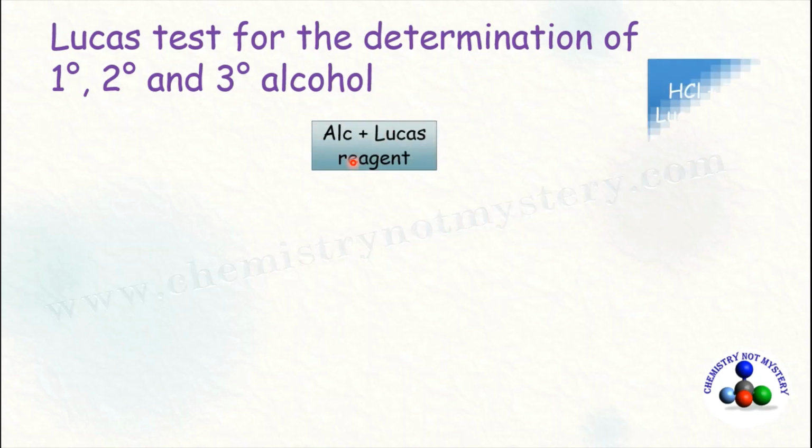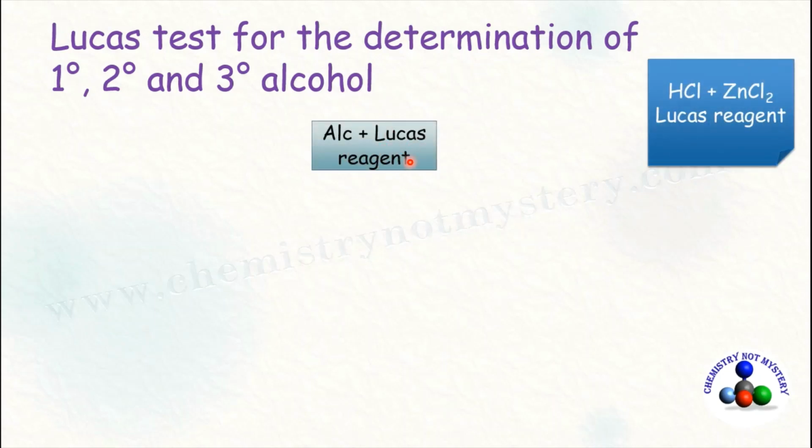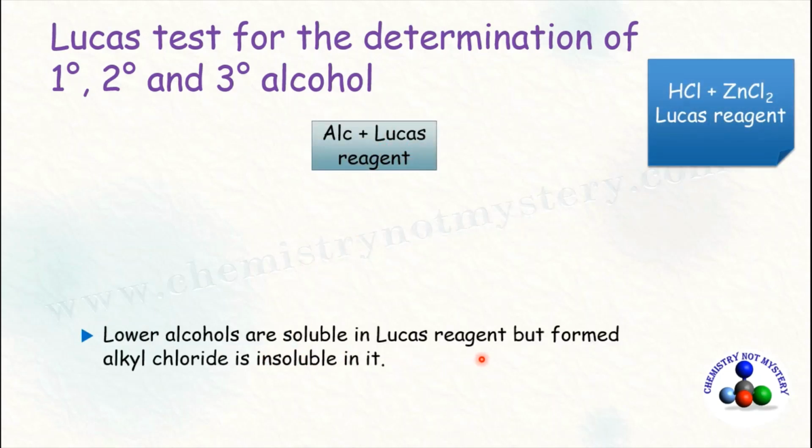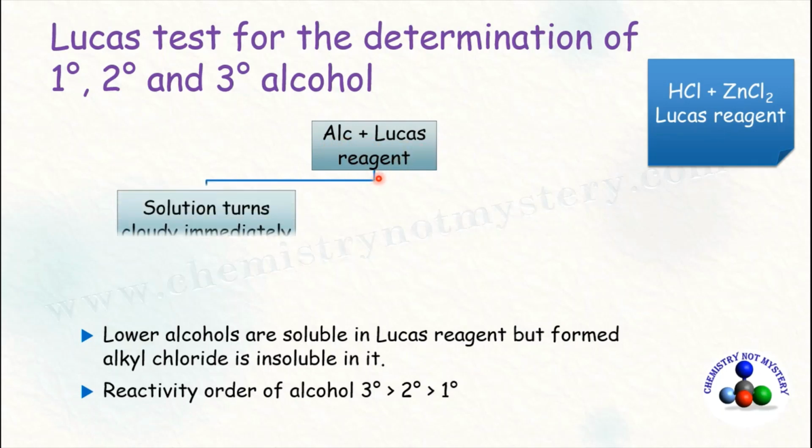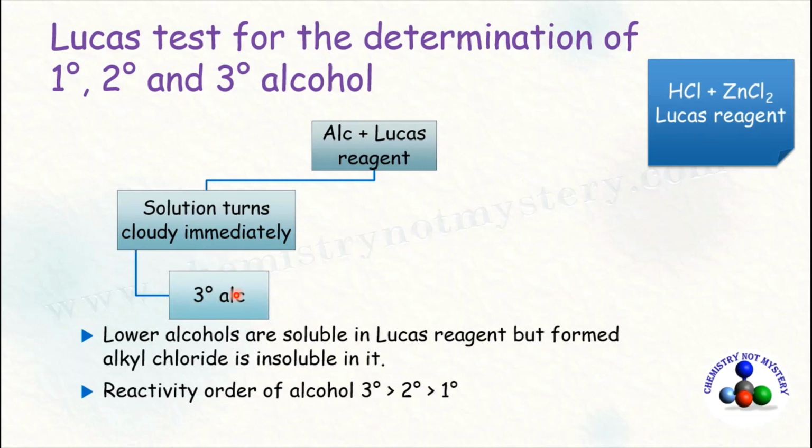When alcohol is mixed with Lucas reagent, it becomes miscible with the Lucas reagent, but the formed alkyl chloride is insoluble in it. If on mixing alcohol with Lucas reagent, the solution turns cloudy immediately, it indicates tertiary alcohol, because tertiary alcohol reacts faster than other alcohols, and it results in the formation of insoluble alkyl chloride. It appears in the form of cloudiness in the solution.